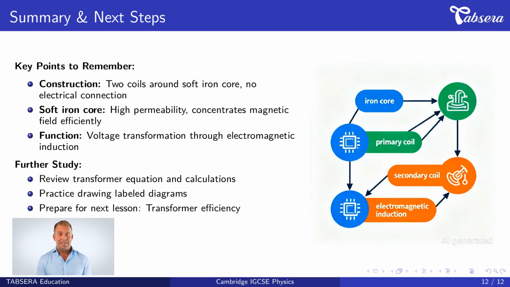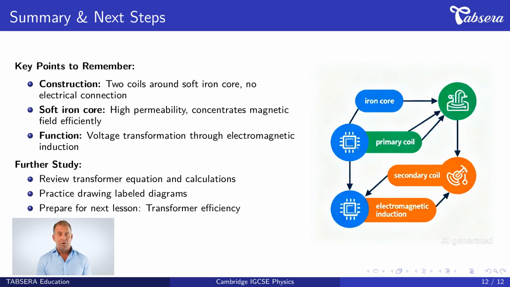Let's summarize today's lesson on transformer construction. The key points to remember are, first, construction involves two coils wound around a soft iron core with no electrical connection between input and output circuits. This arrangement enables energy transfer through electromagnetic induction.